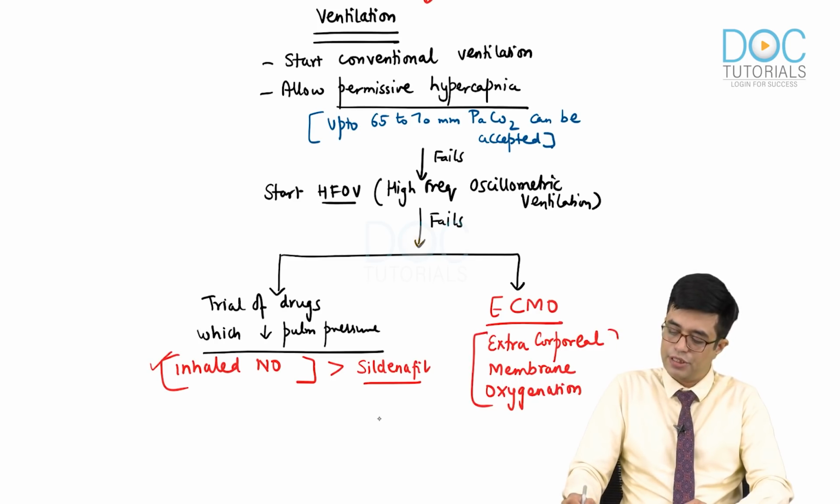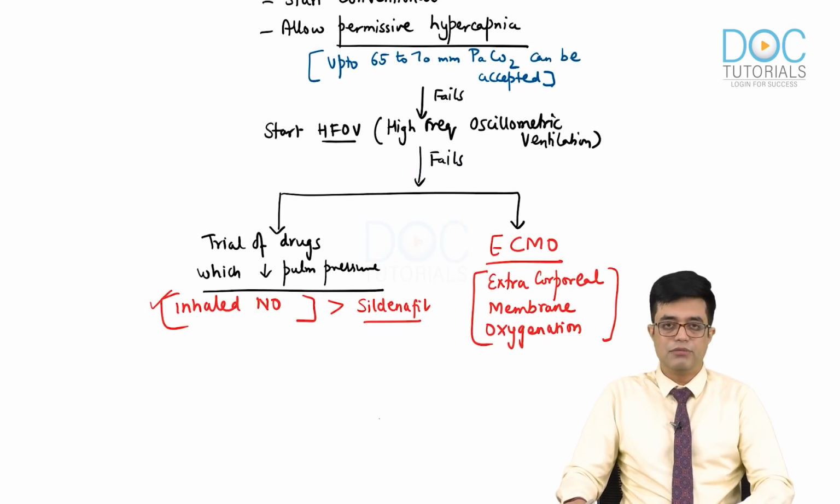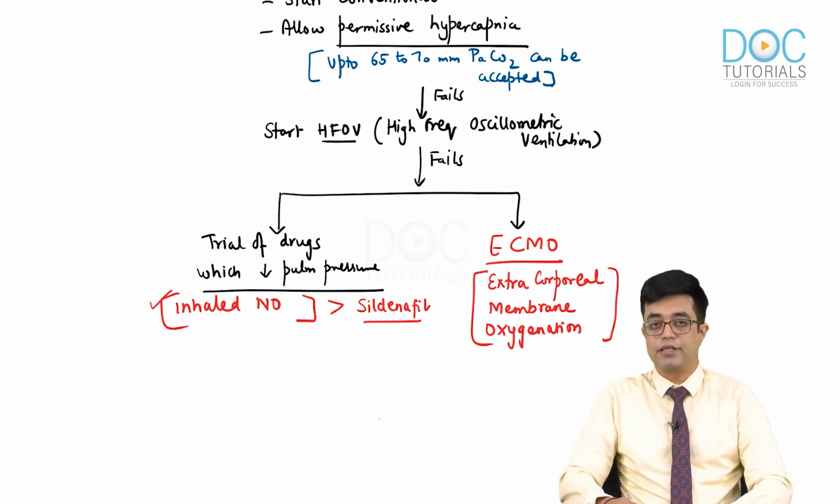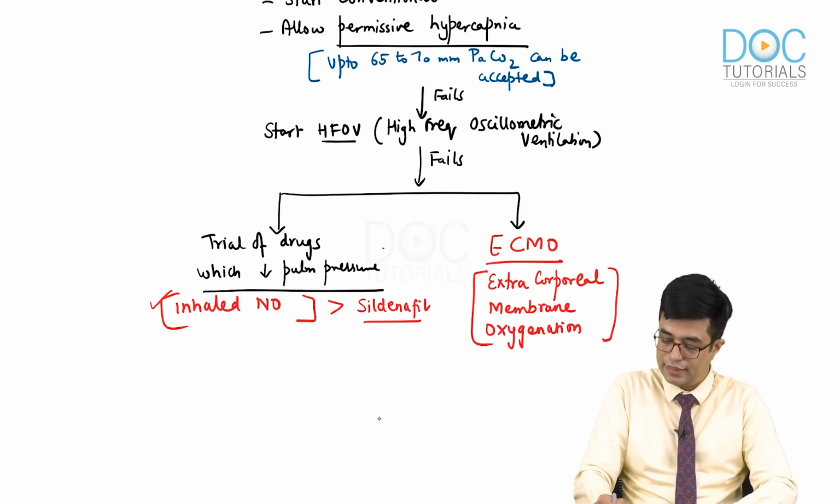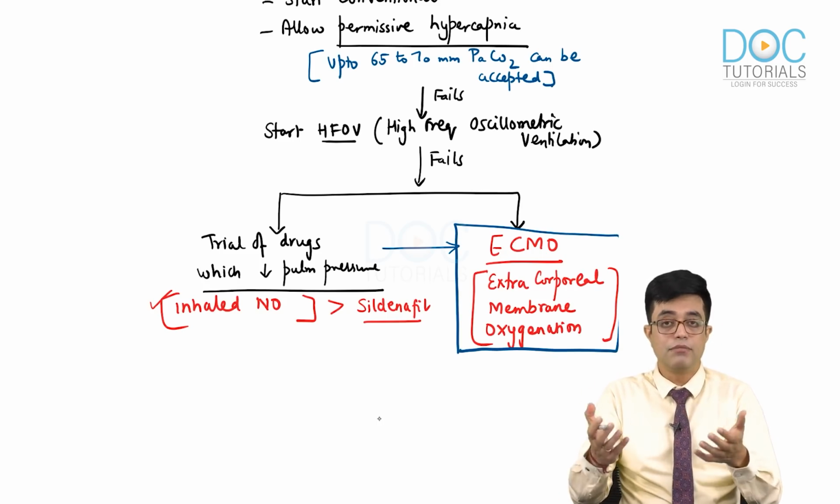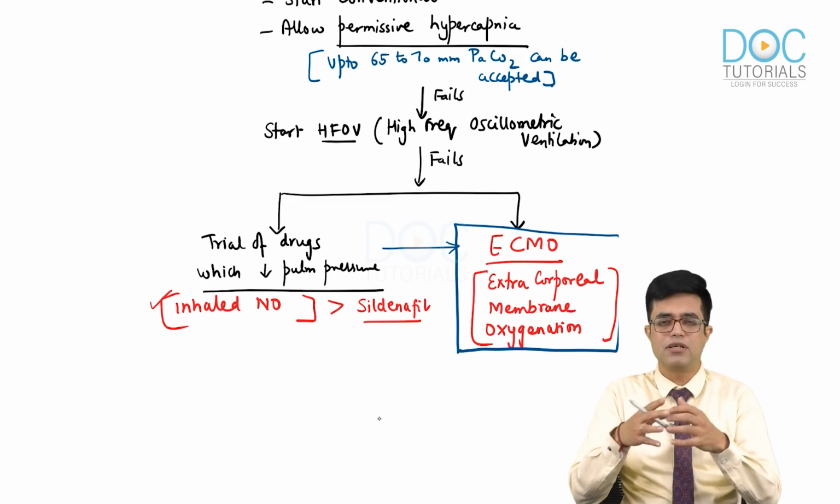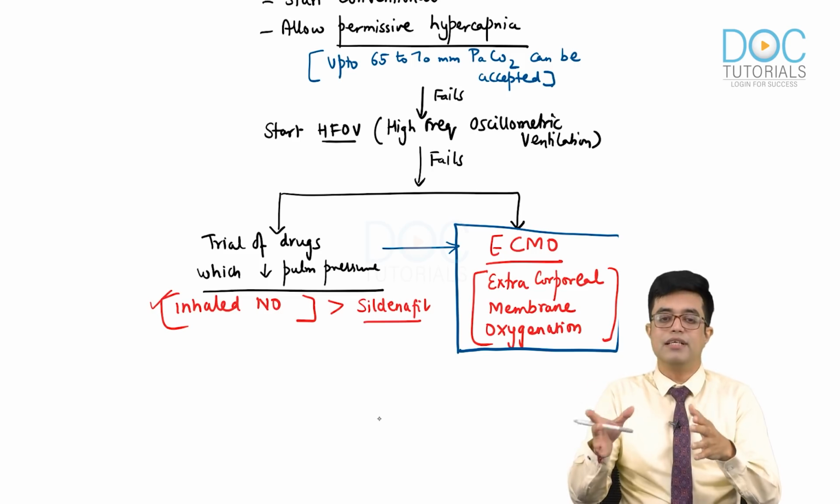The final frontier, the final thing which can be done. If the patient does not survive on ECMO, the patient is not expected to survive, because ECMO is the last step. So even if the drugs are not available or if they fail, then eventual management of the patient is ECMO. We put the patient on ECMO. It is a heart-lung machine. You oxygenate the patient and try to wait till the patient comes out of the respiratory distress.